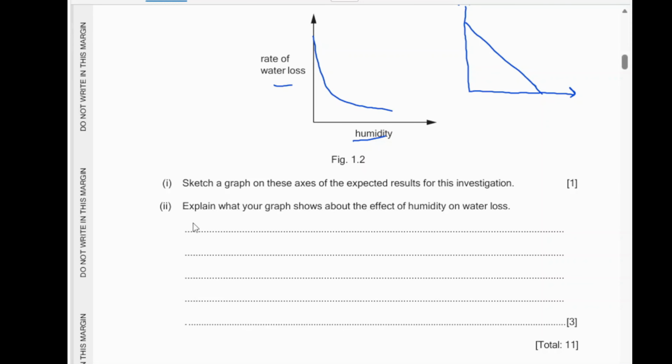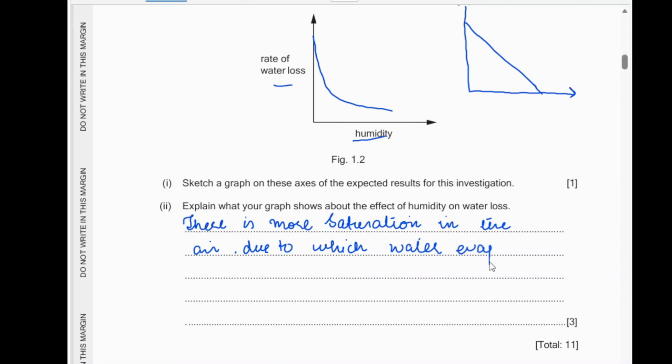Move out. Huh? Good, good. Excellent, excellent. So there is more saturation in the air due to which water evaporation would be less as there is more water concentration outside.